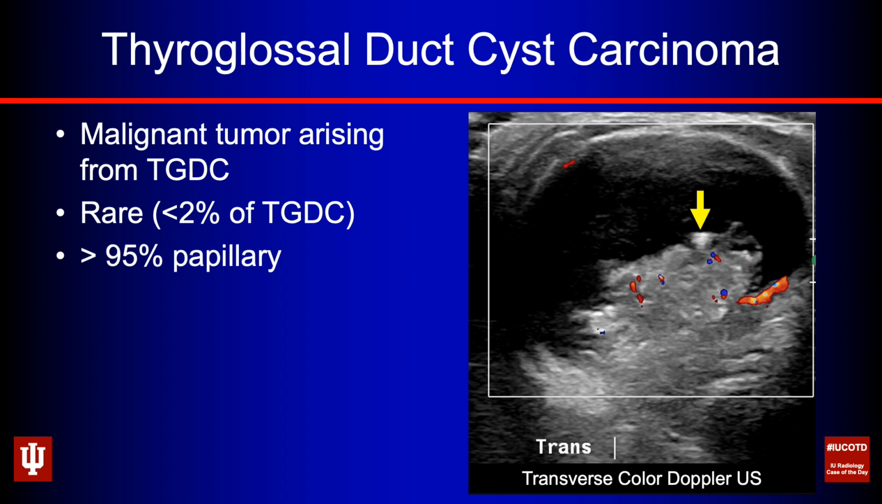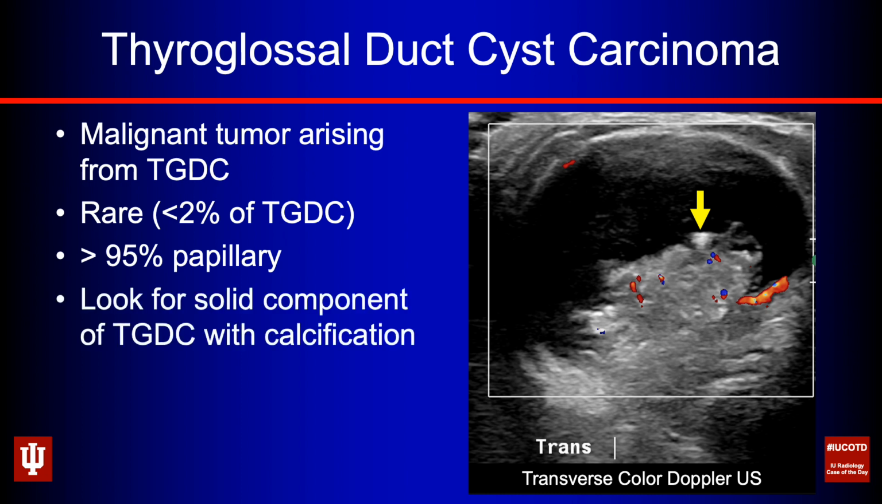The vast majority, probably more than 95% of the time, these are going to be papillary thyroid carcinoma. So differentiated thyroid cancer is your prime actor here. Much less commonly, we'll see squamous cell carcinoma. What do you want to look for on imaging? What's your tip-off that tells you that you should be worried? Well, you want to be looking for solid components, and in particular, you really want to be looking for calcification.